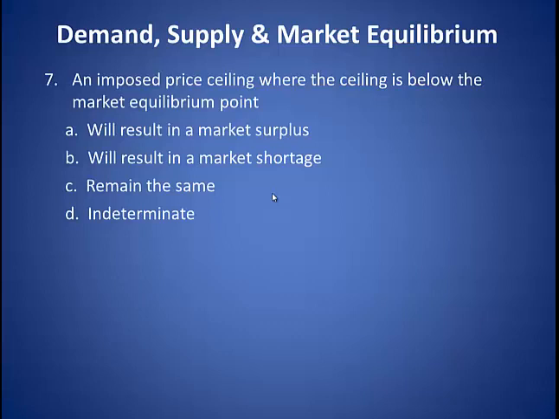Instead of the market finding its own equilibrium, these imposed conditions can cause basically a shortage of supply or an overage of supply, depending upon what happens. Now, we're going to learn about this by looking at this question. Number 7, an imposed price ceiling where the ceiling is below the market equilibrium point. And you have 4 responses. Now again, why don't you go ahead and take a look at that and do your analysis.